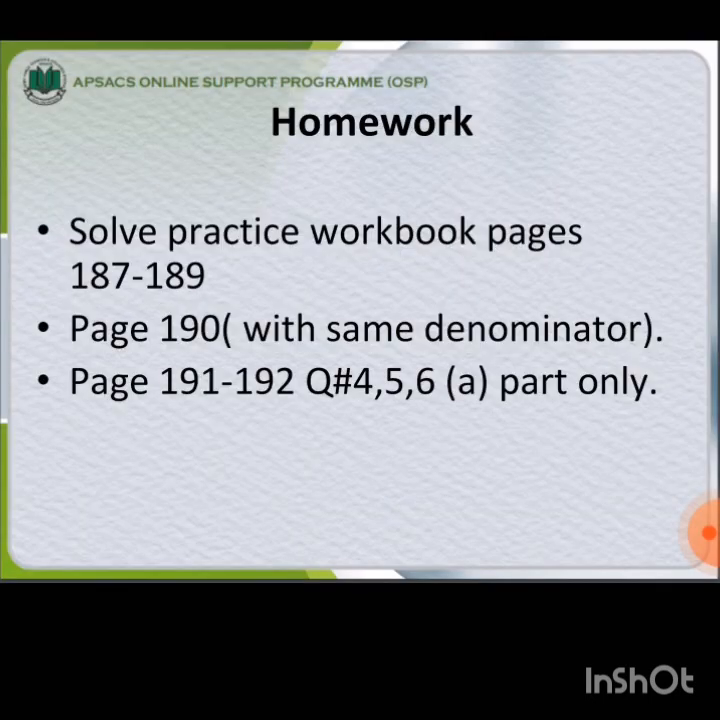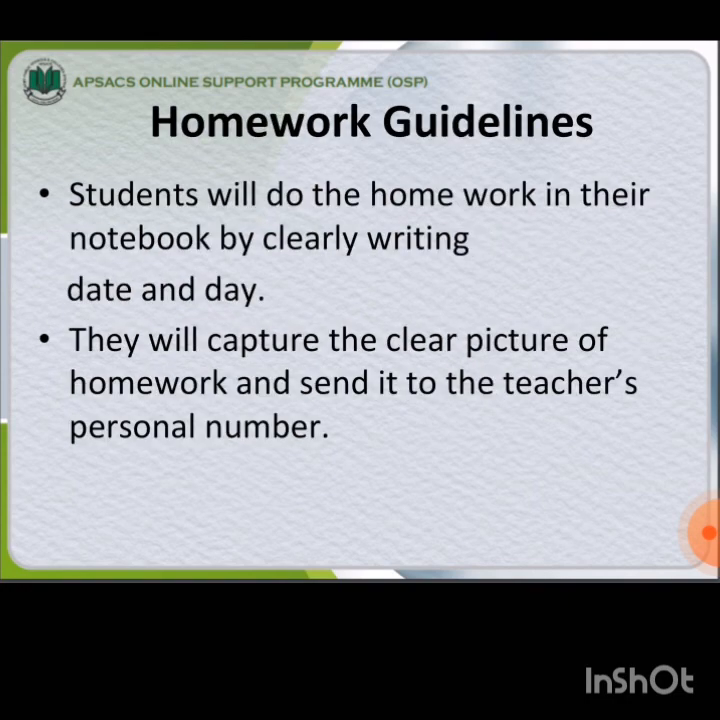Homework. Solve practice workbook pages 187 to 189. From page number 190, solve the questions only with the same denominator. And from page number 191 to 192, question number 4, 5, 6, A part only. Follow these guidelines while doing your homework.